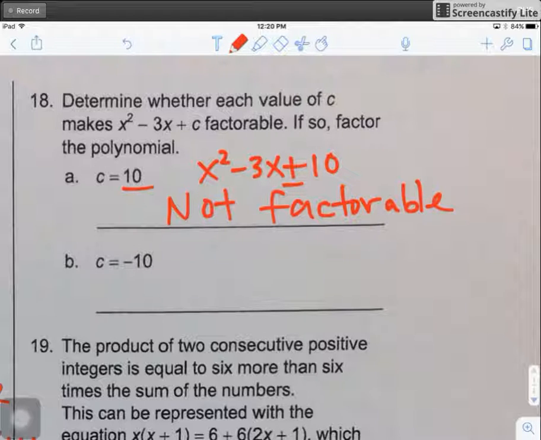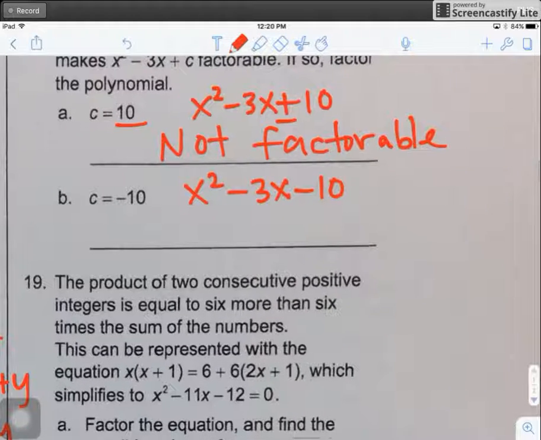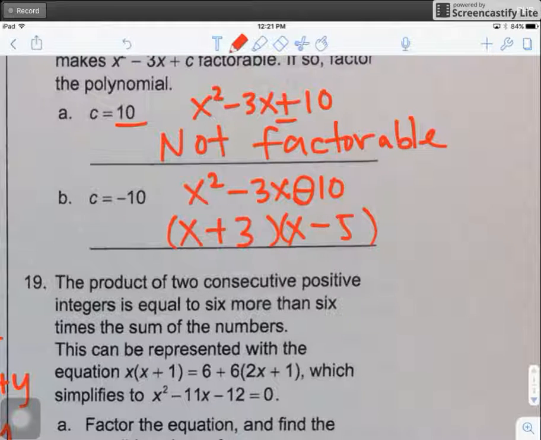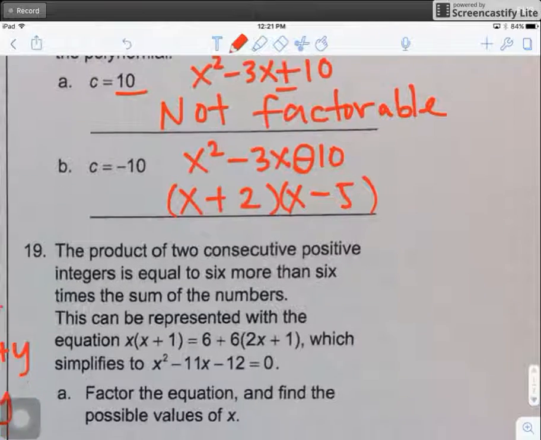And for the second one, x squared minus 3x minus 10, replacing the last term with a minus 10. We can try factoring this one. Two numbers that multiply to get 10, and the difference is 3 are 2 and 5. So we actually want negative 5, positive 3, because we want negative 3. So this is the complete factorization. And actually it's 2, x plus 2 times x minus 5.